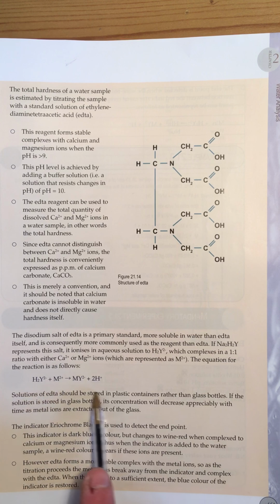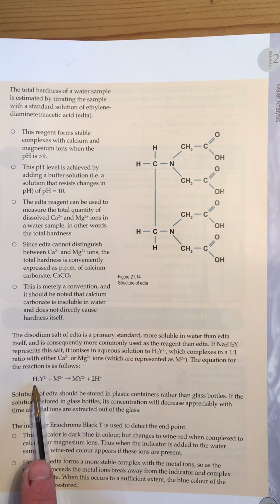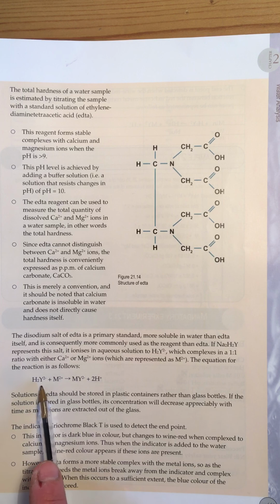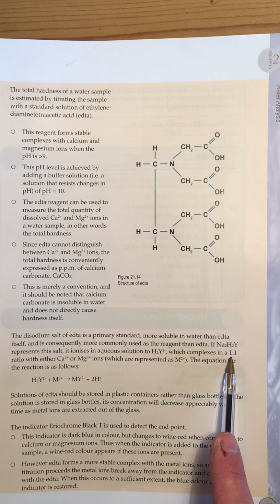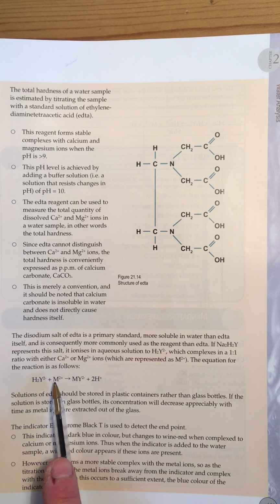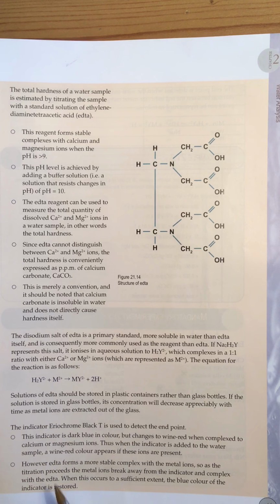The most important thing from this, you would be given this in the exam if you're asked about total hardness. The most important thing here is one of these reacts with one of these. It's referred to here, look, a 1-to-1 ratio. So 1 mole of these reacts with 1 mole of those.